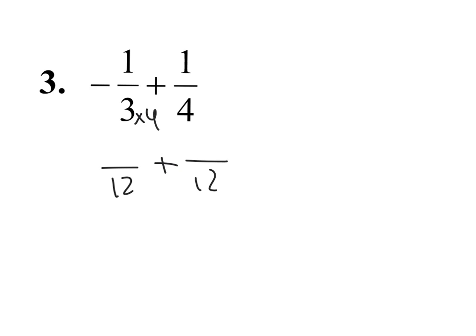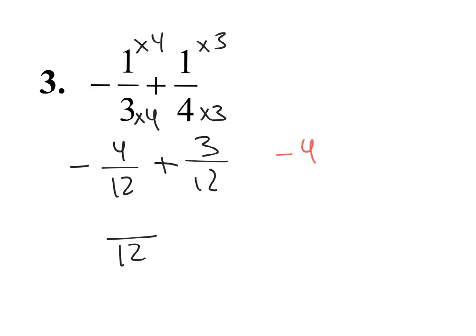And whatever I multiply to the bottom, I multiply to the top. So it's 1 times 4. That's 4, and it's negative. 4 times what is 12? That's 3. And whatever I multiply to the bottom, I multiply to the top. 1 times 3, that's 3. My denominators are the same now, so let's write that down. Leave it alone. Let's add my numerators in red. So I get negative 4 plus 3.